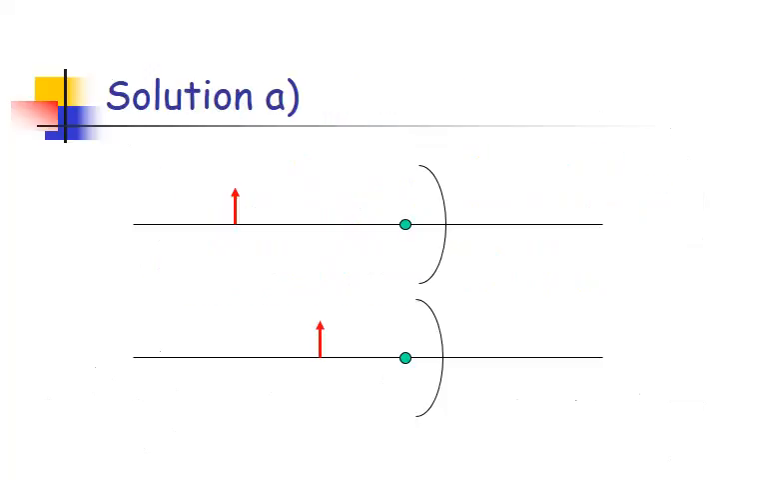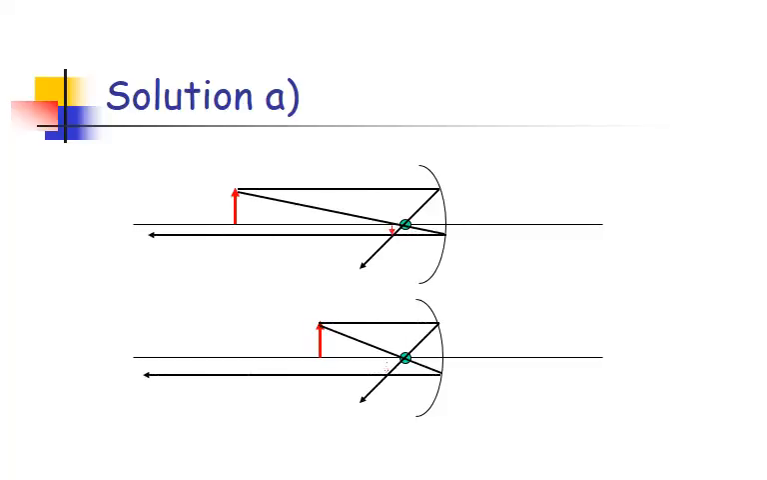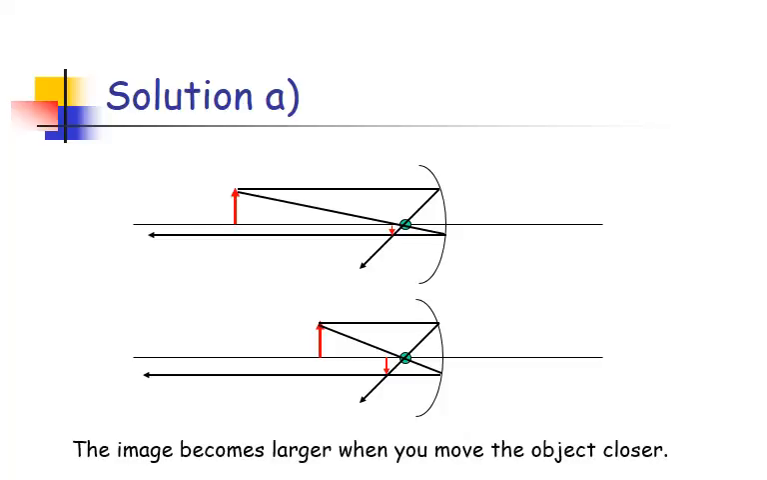All right, so the way that this should come out is with this one, we should get an inverted image when the object is really far out. When it's closer, it should be a little bit larger. And so the conclusion here is that the image becomes larger as we move the object closer, but it's still inverted.